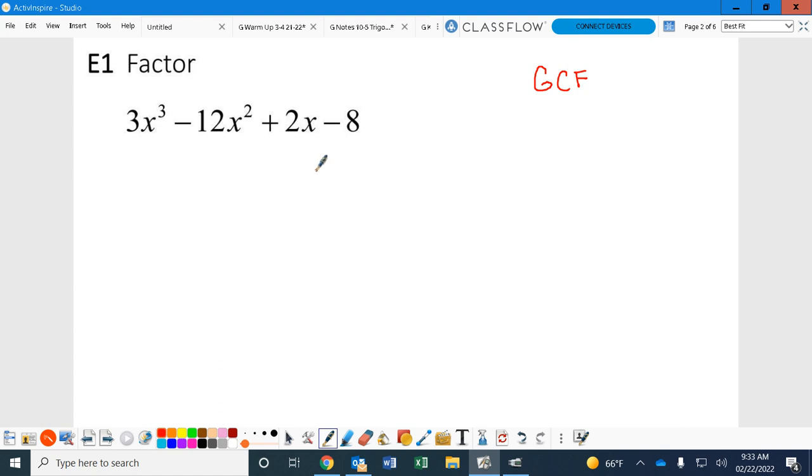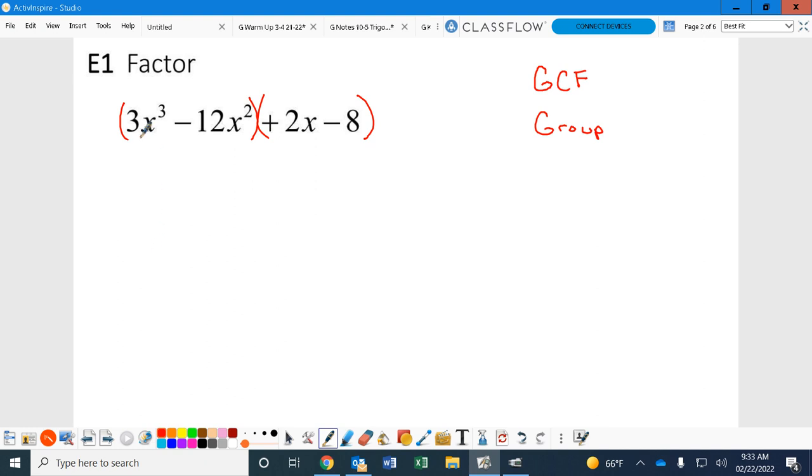The second step is going to be to deal with your grouping. You're going to group the first 2 together, and you are going to group the second 2 together. So grouping is step 2. The reason we do that is to break it down into smaller pieces that we can do GCFs from.